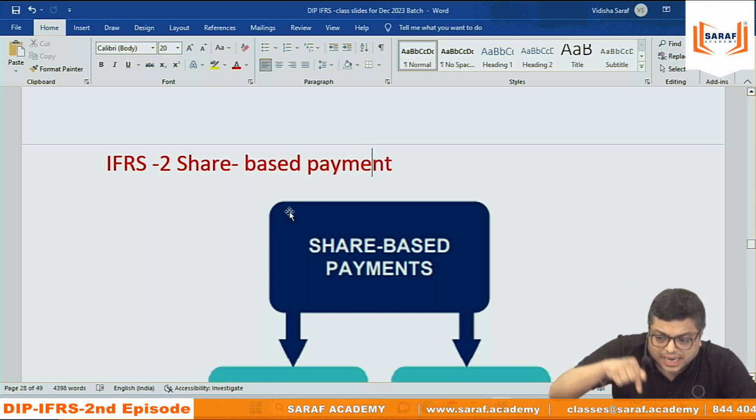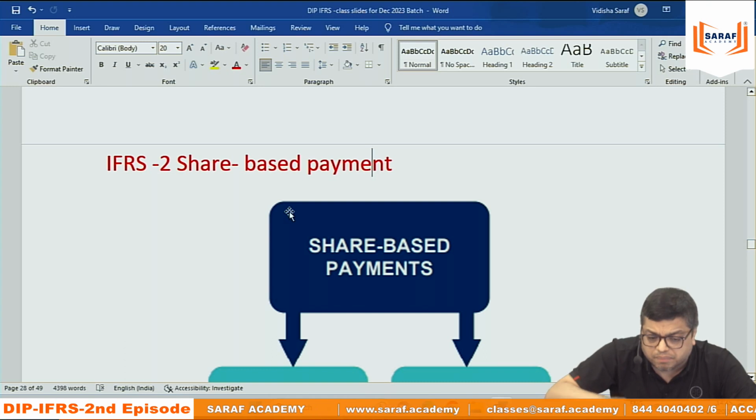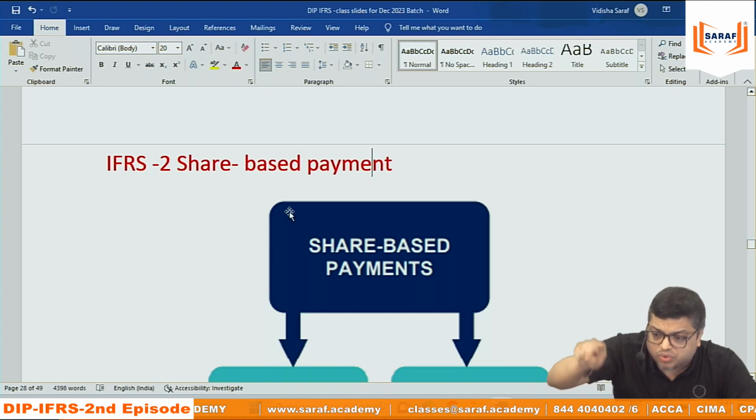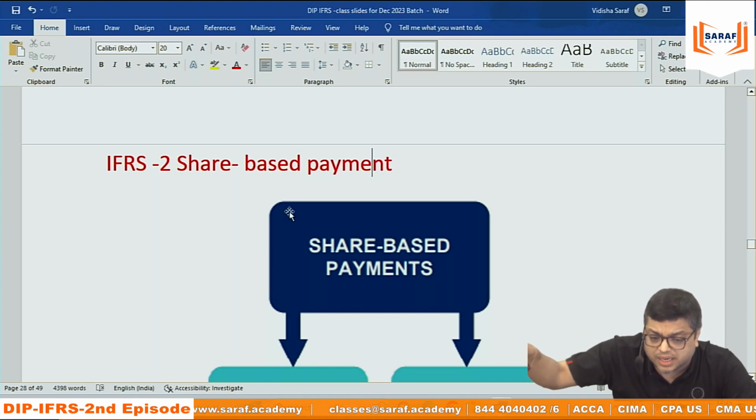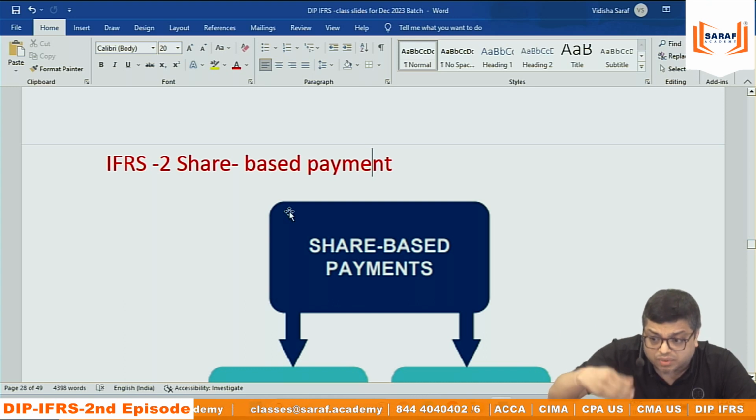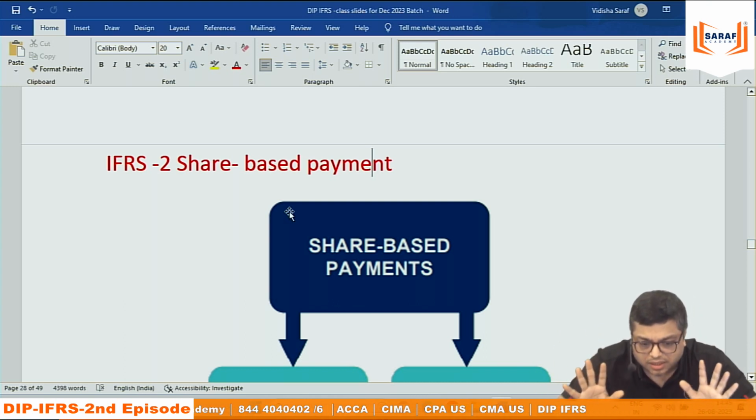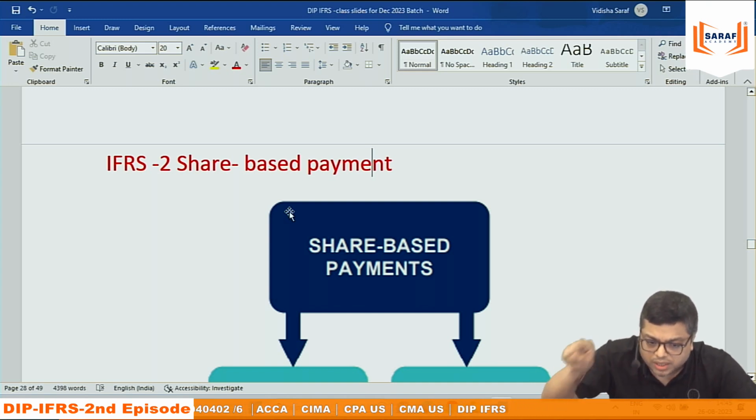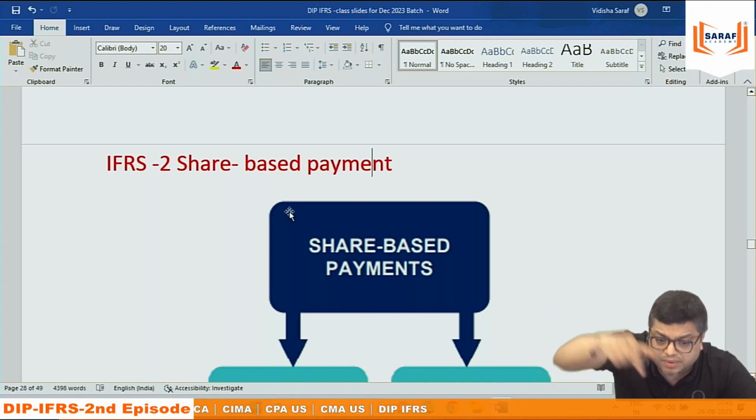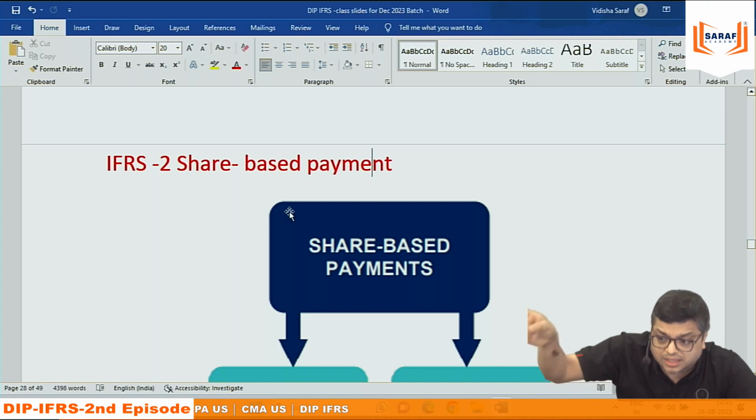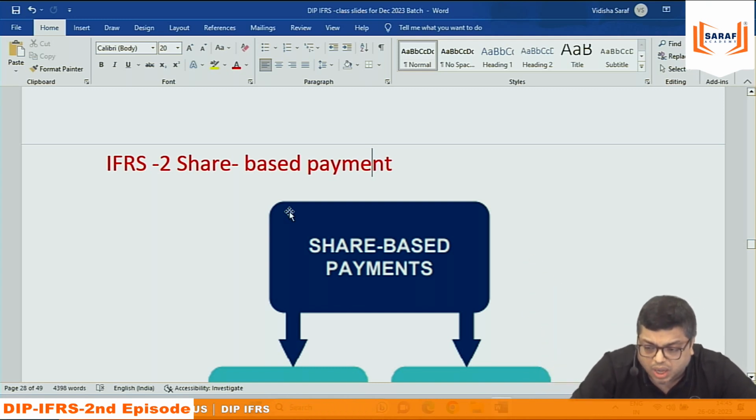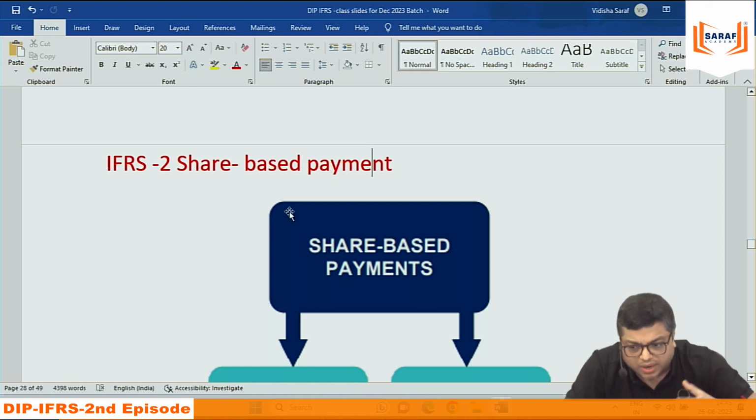The company tells the employee, if you work in the company for 3 years, then whatever the share price is after 3 years, we will give you 30% of that in cash. No shares. No money to be taken from the employee. So after 3 years, if the price is 4,000, we will give you 4,000 into 30%, 1,200 cash per share. How many shares? That the company will decide.